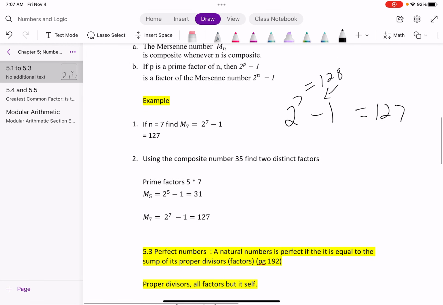I can also use composite numbers and break them down into 2 distinct factors. So if I break 35 down into its factors of 5 and 7, I can then put them into the Mersenne formula to find a Mersenne number. And because these are prime factors, I will create prime numbers. So 2 to the 5th power minus 1 is 31, which is prime. And we already did the 7th one.